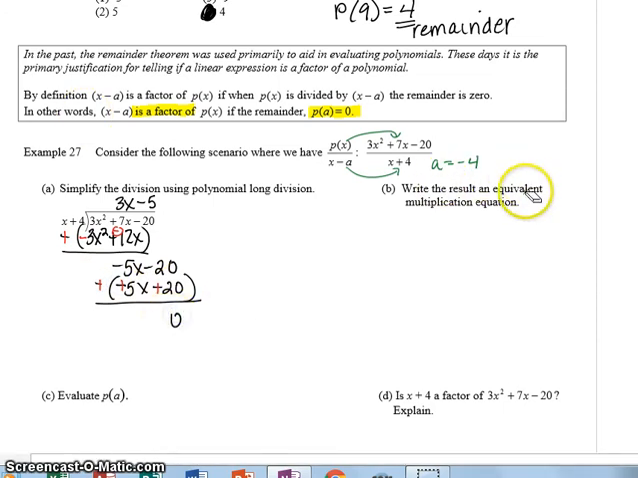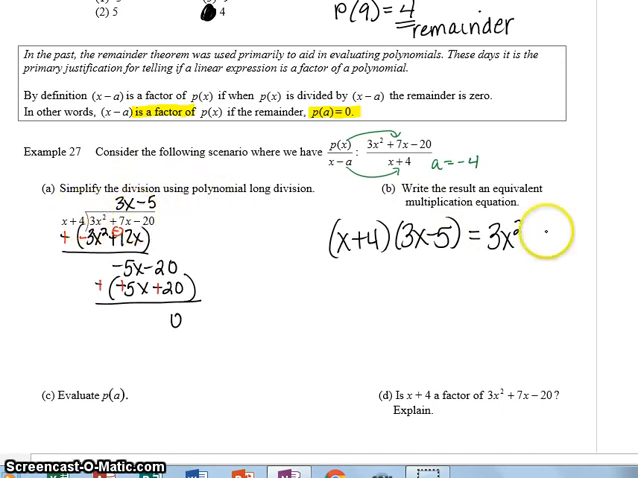Part B says write the result as an equivalent multiplication. So x plus 4, that's the divisor, times the quotient, which is 3x minus 5, that's your answer, there's your quotient, is going to be equal to your dividend, which is underneath the division sign, sorry guys, 3x squared plus 7x minus 20.